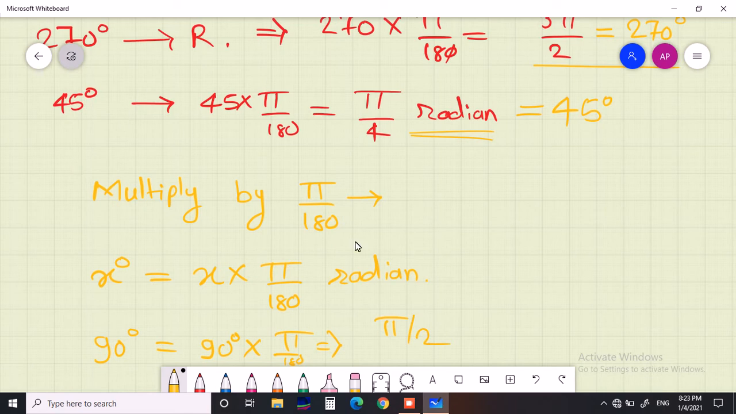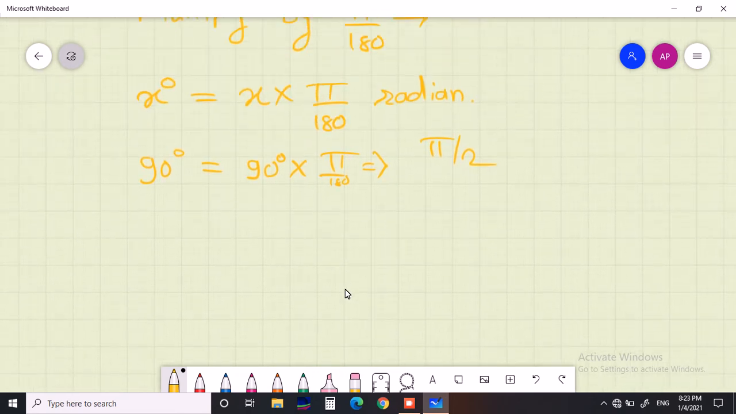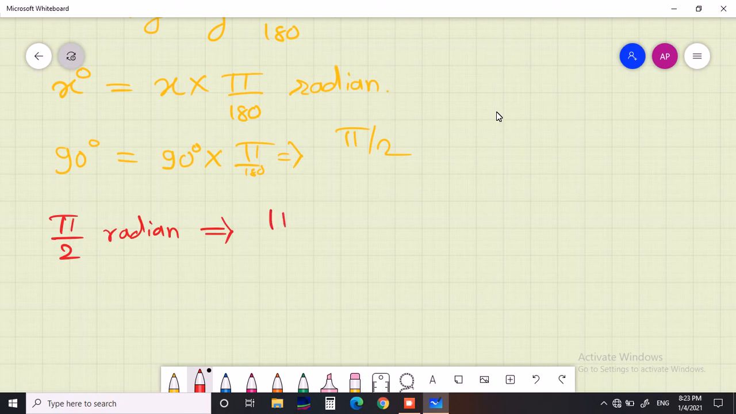If you want to convert from radian to degree, here I want to convert pi by 2 radian into degree. What I do is simply multiply pi by 2 by the reciprocal of this, meaning 180 by pi. Pi gets cancelled, it becomes 90 degree. So pi by 2 radian means 90 degree.